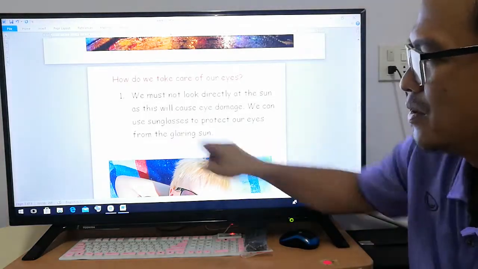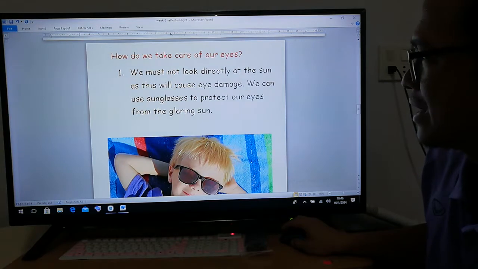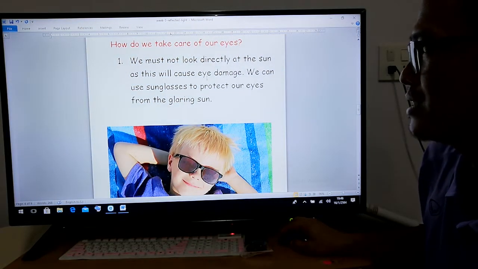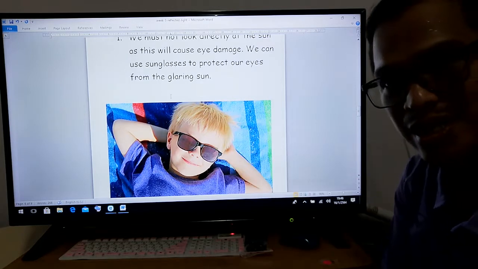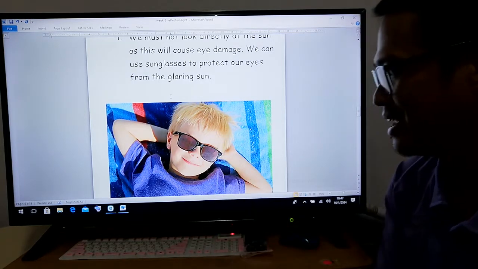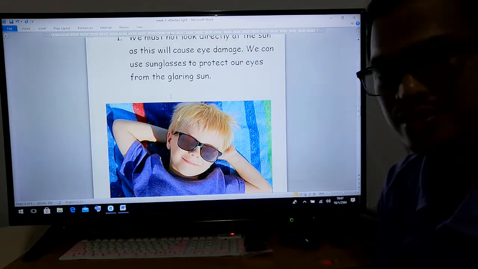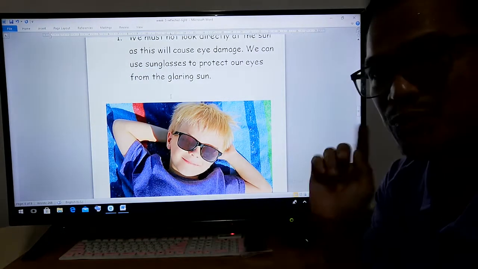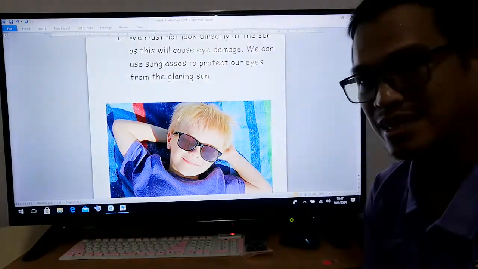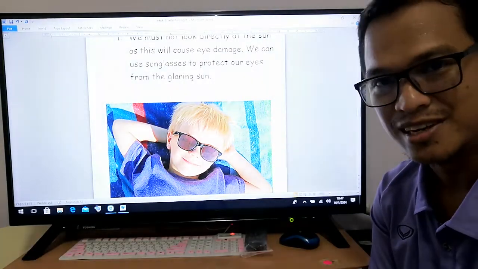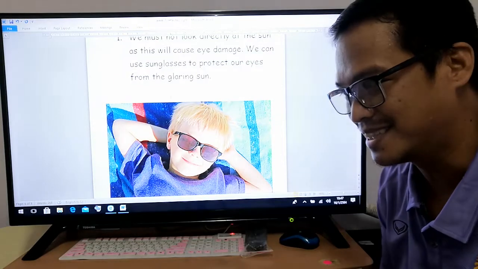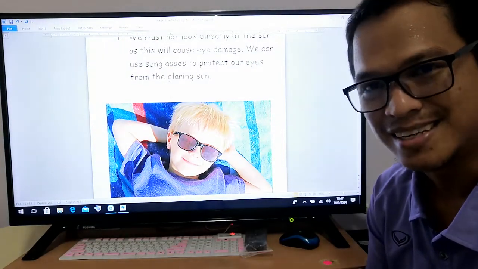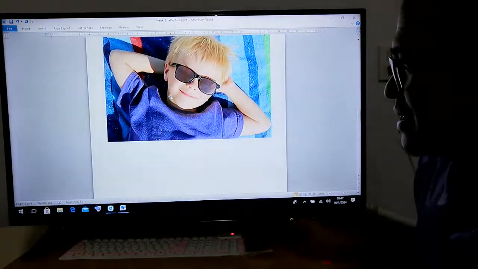Number one, we must not look directly at the sun, as this will cause eye damage. We can use sunglasses to protect our eyes from the glaring sun. As we can see in the picture, the kid is wearing sunglasses. The sun is shining so bright that he needs to wear sunglasses so that he can still see clearly and see things around him without hurting his eyes. Next.